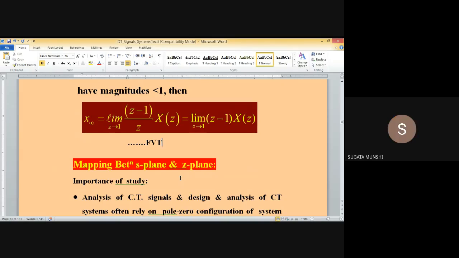Therefore, if I want to extrapolate those observations to the case of discrete time signals and systems, I must find out how the LHS, left-hand side of the S-plane, corresponds to some region in the Z-plane. How does the j omega axis in the S-plane correspond to a particular region or contour in the Z-plane? How does the right-hand side of the S-plane correspond to a particular region in the Z-plane, etc.?